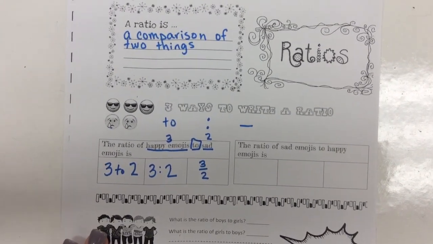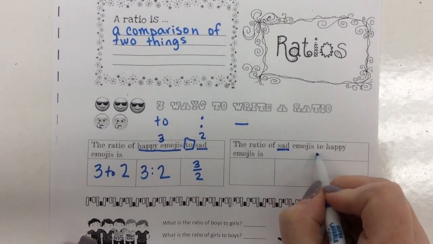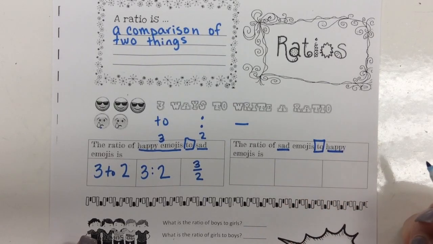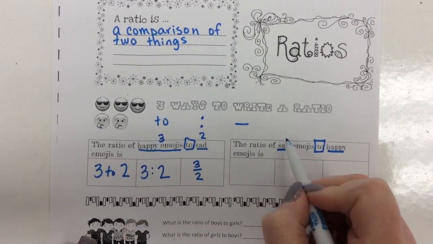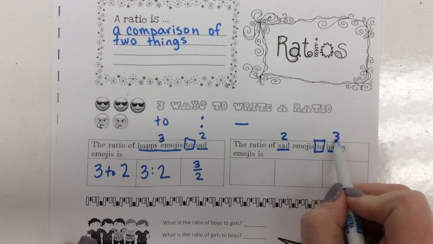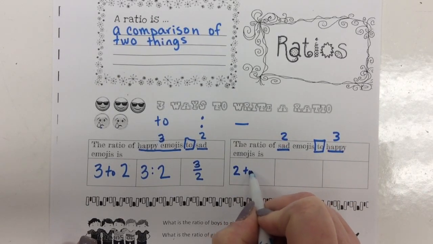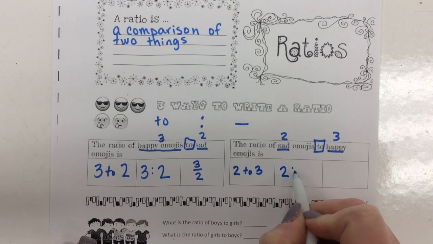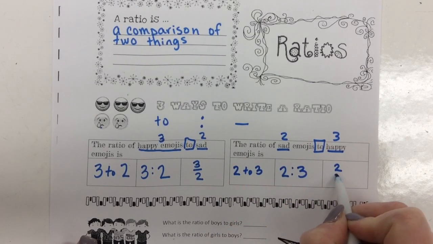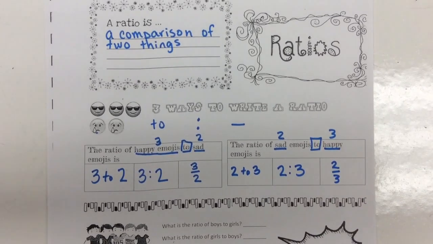So if I were to say sad emojis to happy emojis, well, sad, there were 2 of them, and happy had 3. So sad to happy would be 2 to 3, written like this, or 2 to 3 written like this. Now, this is not 2/3. That's not saying that 2/3 of the emojis are sad. Actually, 2/5 are sad, okay? It's not a part out of a whole here.